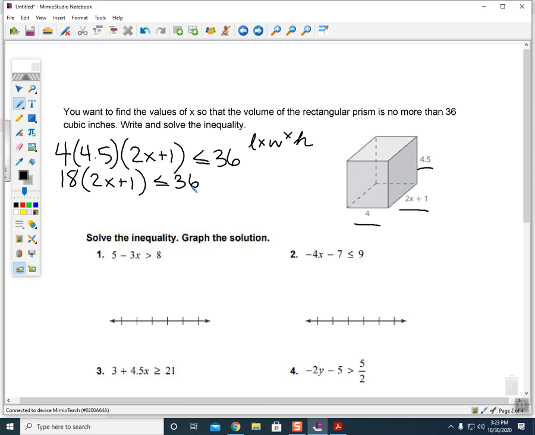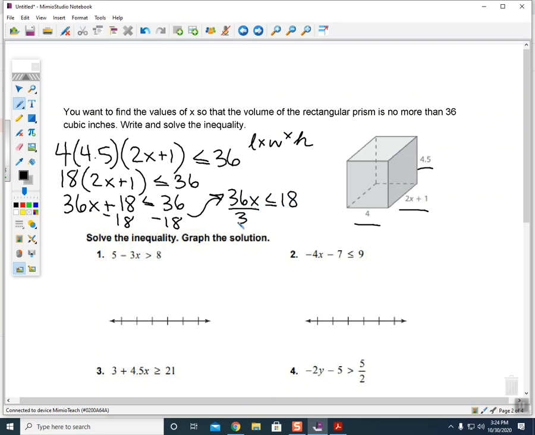Now I'm going to distribute. So I'm going to have 18 times 2 is 36. So I'll have 36x plus 18 is going to be less than or equal to 36. I'll subtract 18 from both sides. Now I'm going to have 36x is less than or equal to 18.